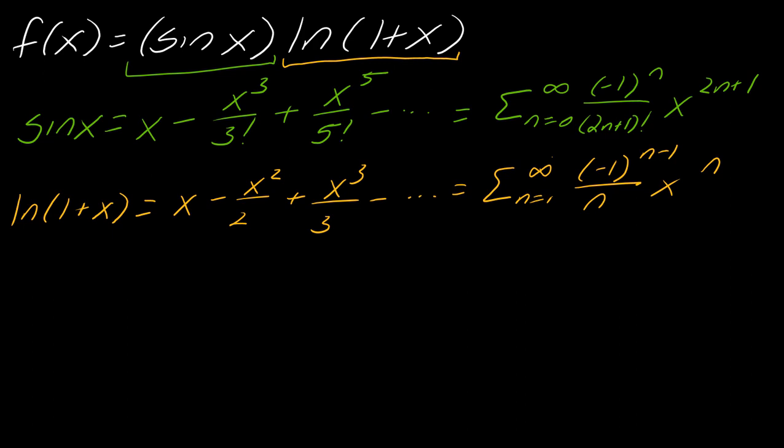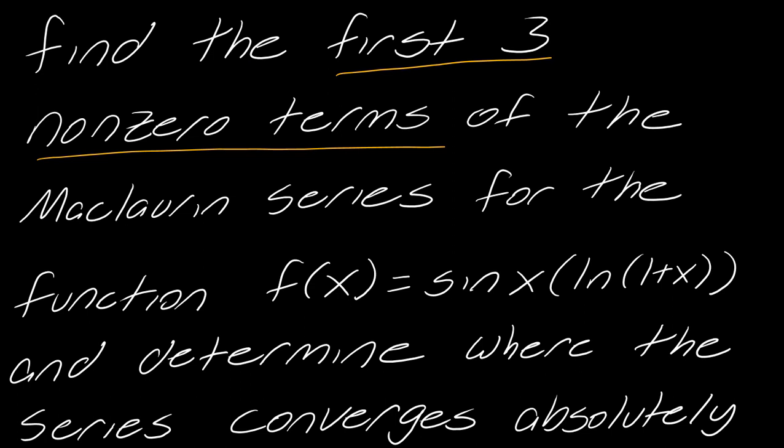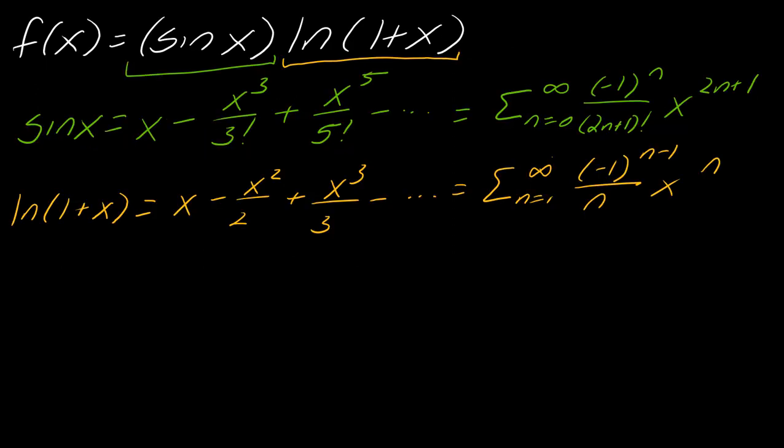Okay, so the first part of this question is about these first three non-zero terms. That is literally asking us to take this series times this series and multiply them together. There are several ways that you can do this. You can take the time to actually find the derivatives and find the first three non-zero terms. I don't feel like doing that. I have other videos where I show you how to do that. I instead want to show you how to multiply these two series.